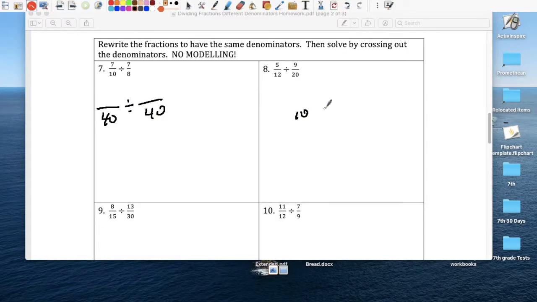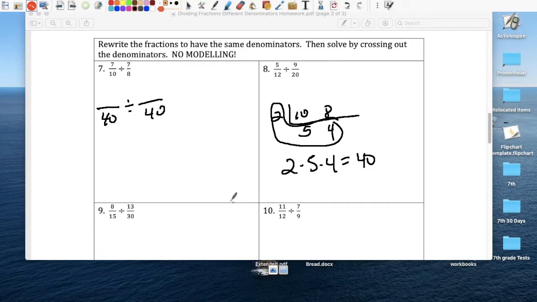Okay, so how do we get the LCM? 2 goes 5 times, 2 goes into 8 4 times. And then the LCM is these 3 small numbers, 2 times 5 times 4, which is 40.